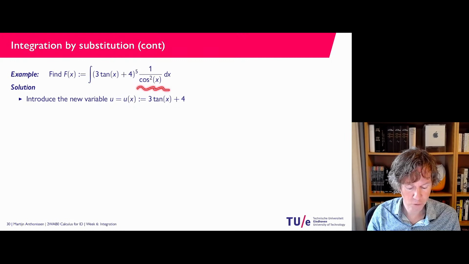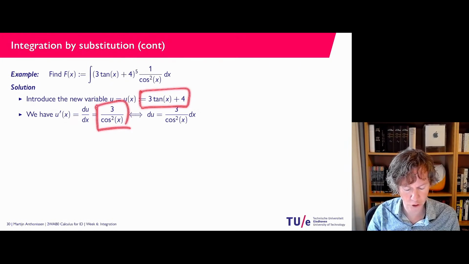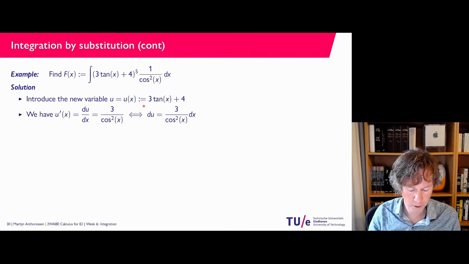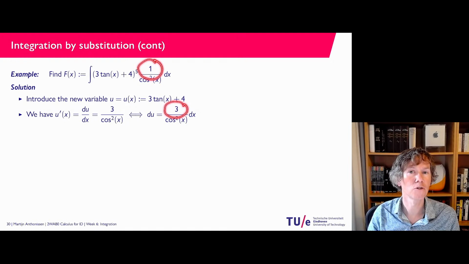And hopefully this bit here is going to help you with the du, how to get to du. So what is du? Well, differentiate. du dx is 3 over cosine squared, because if you differentiate this, you get 3 over cosine squared. So apparently du is 3 over cosine squared dx. Now you see there is a 3 here, which is not here. There is a 1 here.